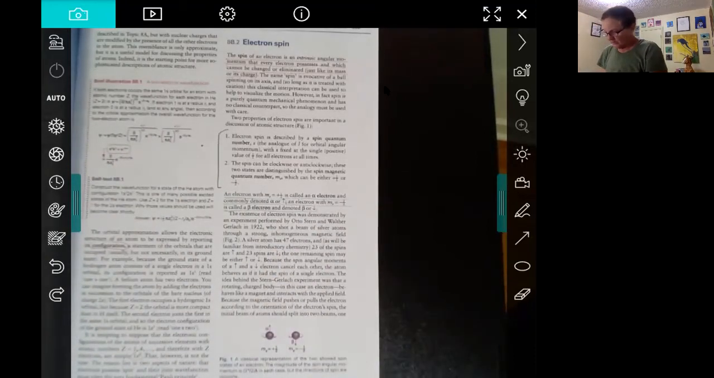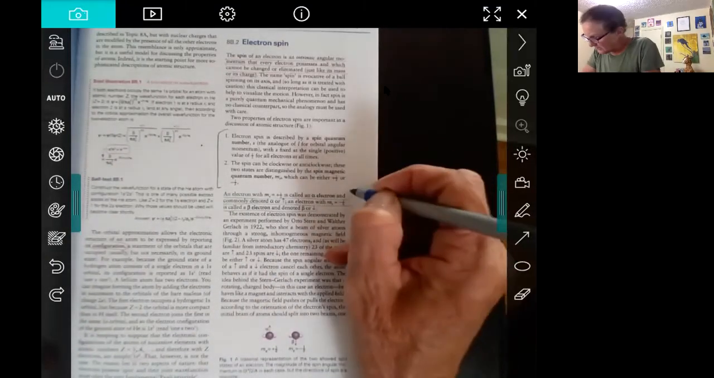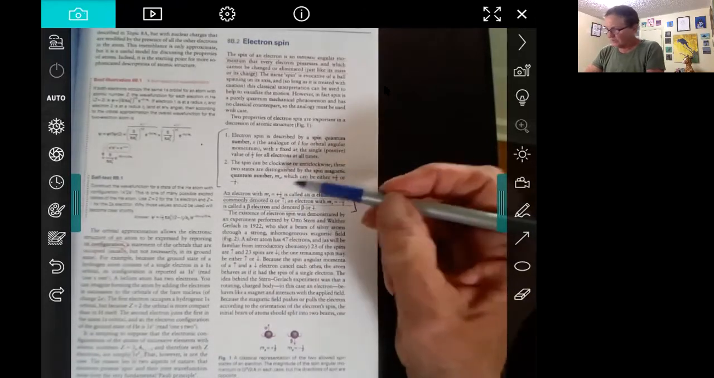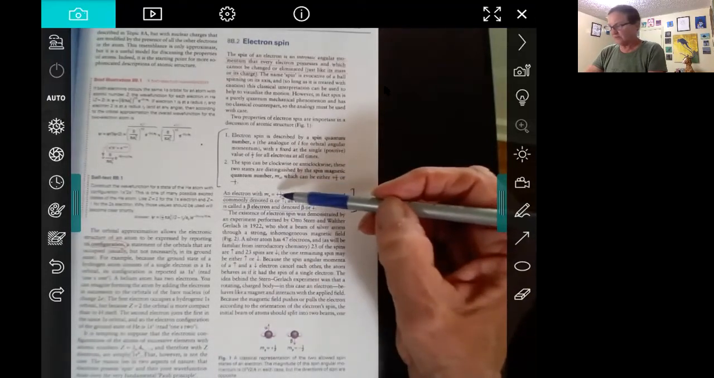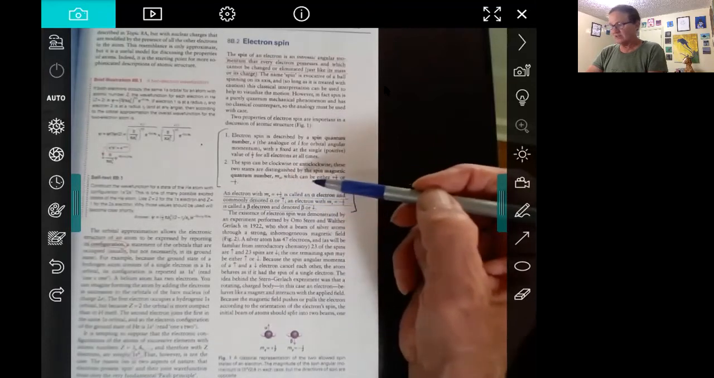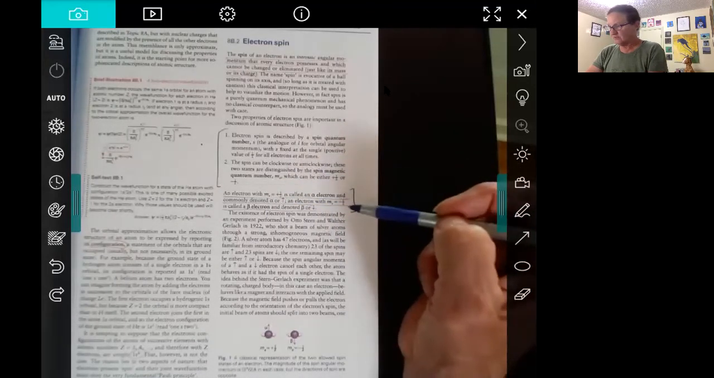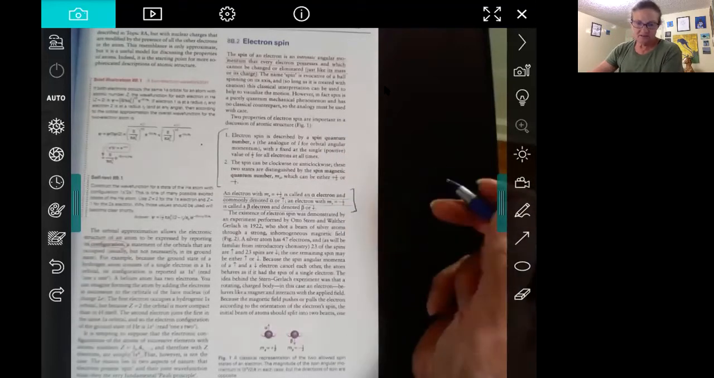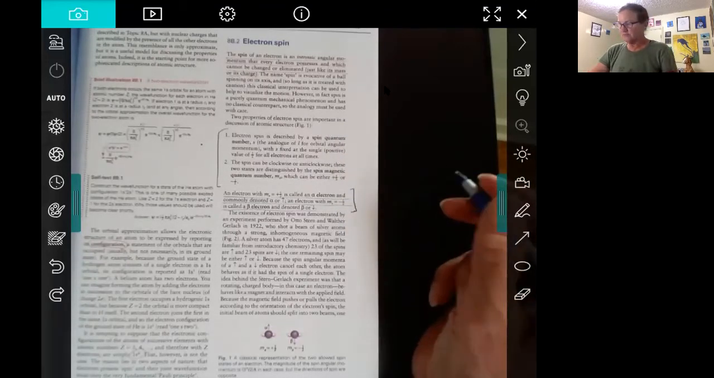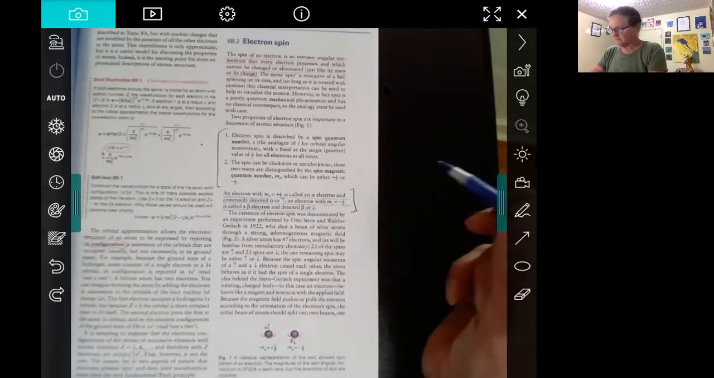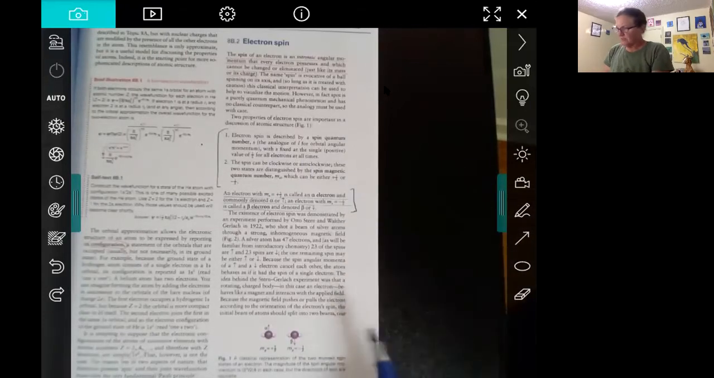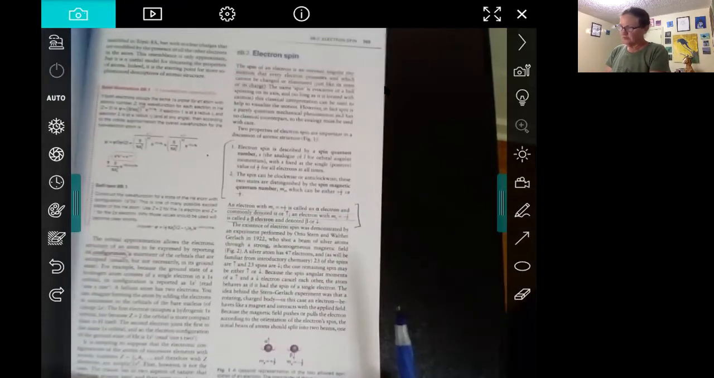So we are always going to, right here, talk about when it has a projection of +1/2 on that arbitrary axis, m sub s of +1/2, we'll call it an alpha spin. And if it's -1/2, we'll call it a beta spin. And those are just arbitrary choices because we don't even have a set axis that we're talking about. But the little discussion below this talks about how spin was discovered.